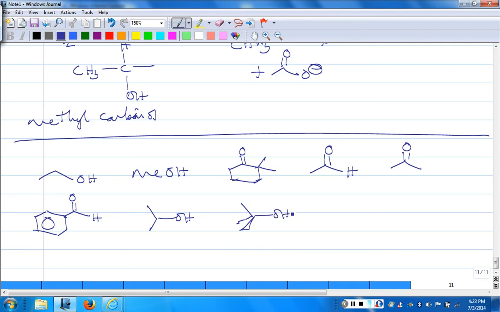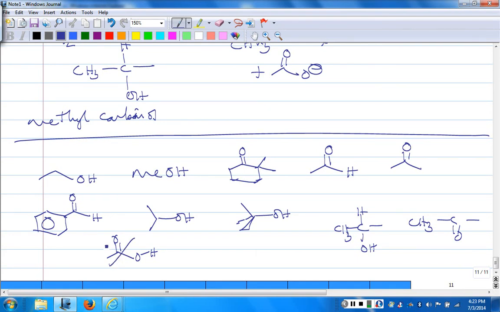Okay, so again, we need one of two substructures, methyl carbinol or methyl carbonyl. I might as well do another one. Let's do this one. Which of these compounds will give a positive haloform reaction? In other words, when I warm it with basic iodine, I will see a yellow precipitate.